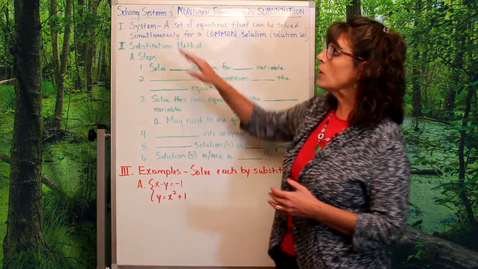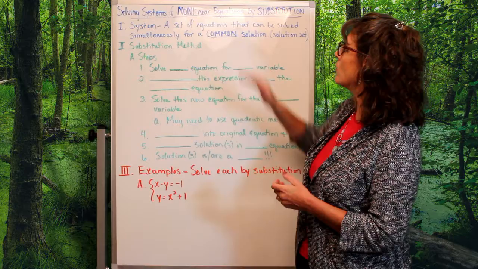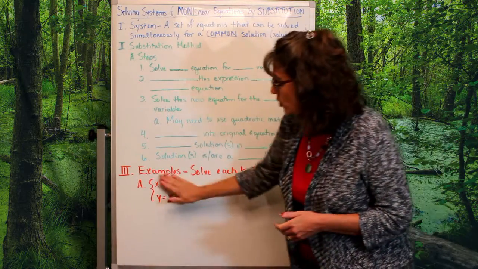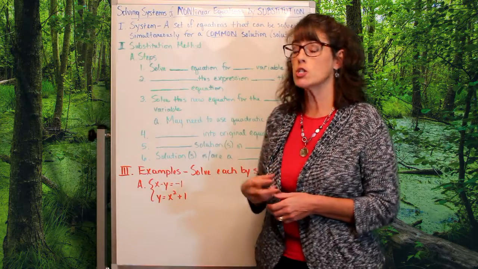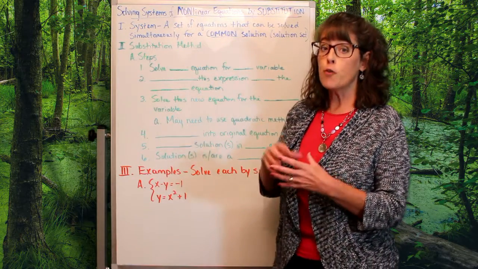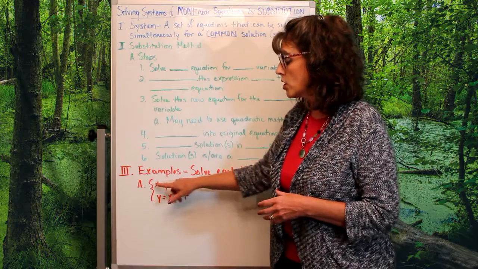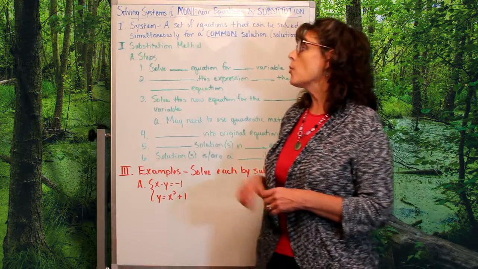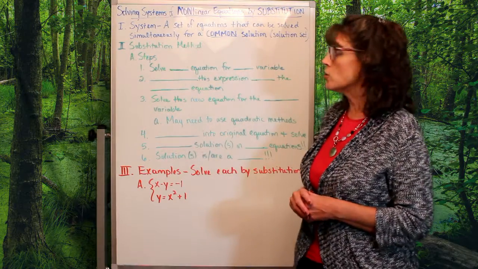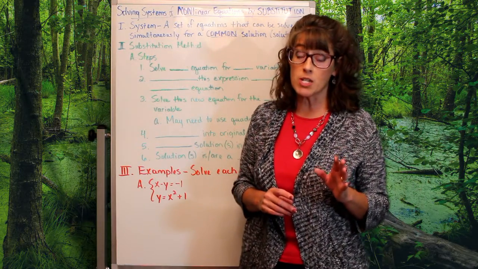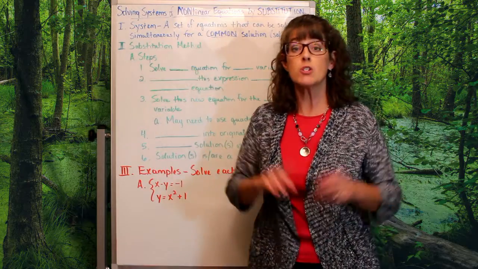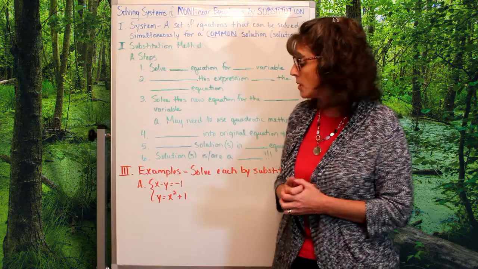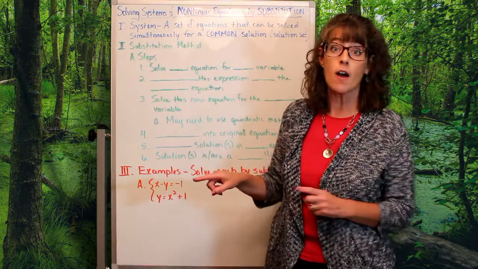So remember, when you have that system, that is a set of equations that can be solved simultaneously for a common solution. So you see I have a system right here, two equations. We're going to solve them together for the solution that will be a solution to this equation and as well a solution to this equation. So with that method of substitution, remember, mathematicians, we're not creative people at all. We call it like we see it. So method of substitution means I'm going to substitute in some way, somehow. And what I'm going to do is I'm going to substitute one equation into the other equation.